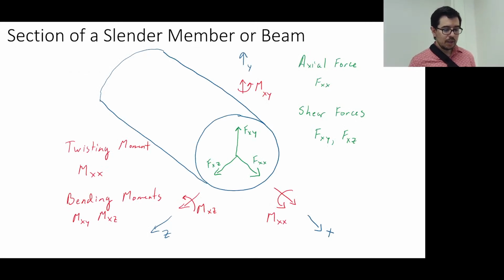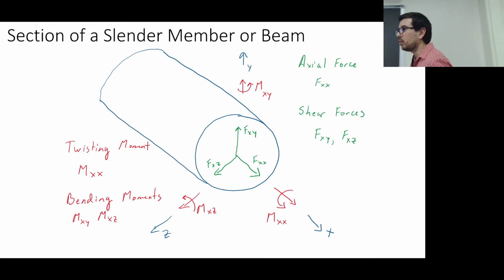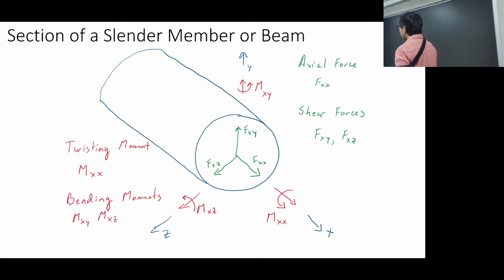So in this case, what are we interested in primarily? We're interested in Fxz and we're interested in Mxy and Mxz. We're less interested right now in Mxx because we just covered a bunch of stuff on torsion, and less interested in Fxx because that would be a bar. So we're shifting our focus.